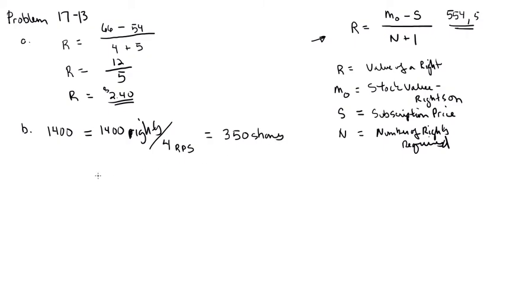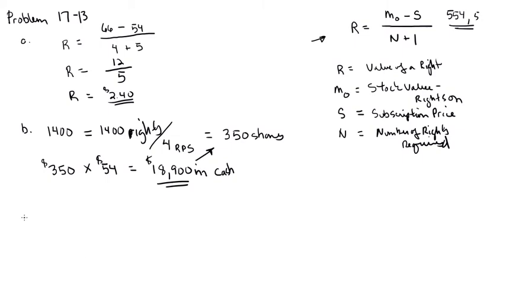Now how much money would that cost her? 350 shares times the subscription price of $54. That means she would have to pay $18,900 in cash if she wants to purchase these 350 shares.